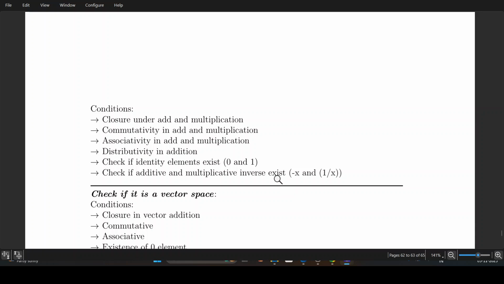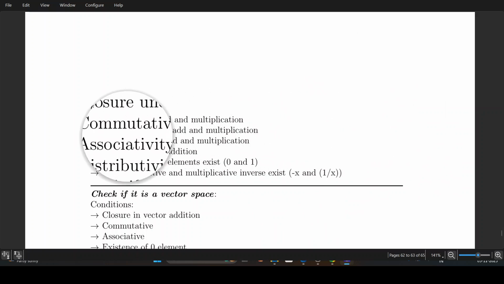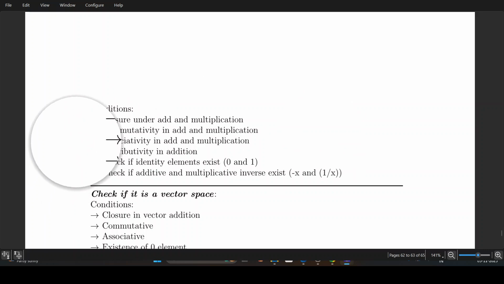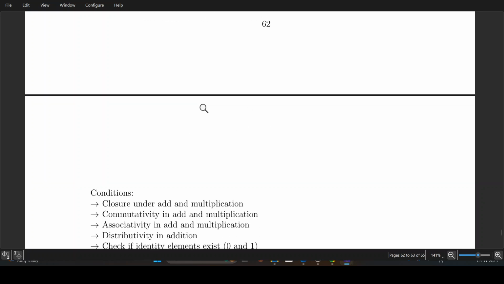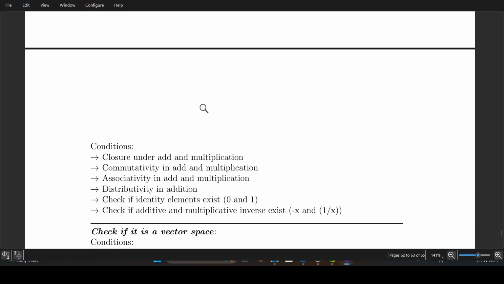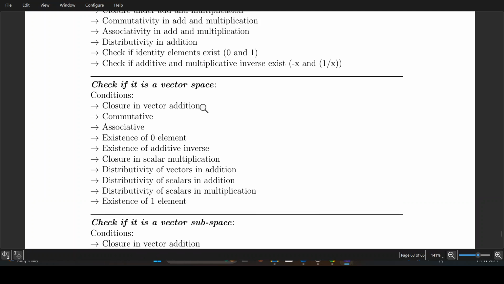Then we need to check if additive and multiplicative inverses exist. Here the answer is minus x and 1 upon x. So here x plus minus x should be 0 and x into 1 upon x is 1. So these are all the conditions you need to check to prove whether a given set is a field or not. Okay. The next part is to check if it is a vector space or not.